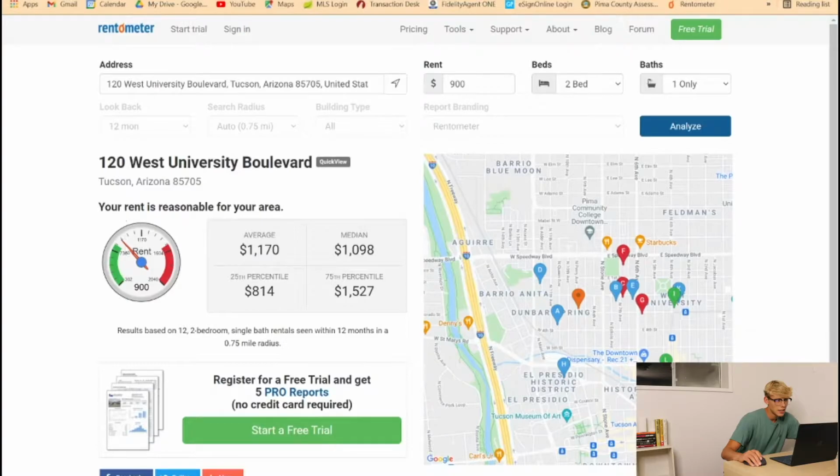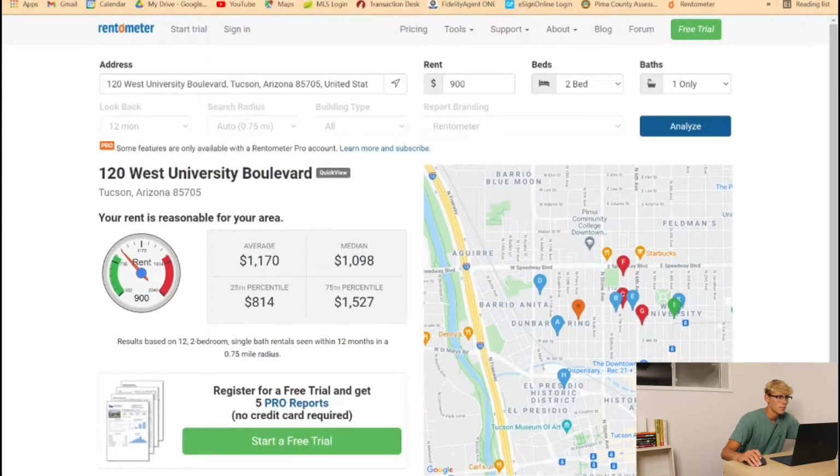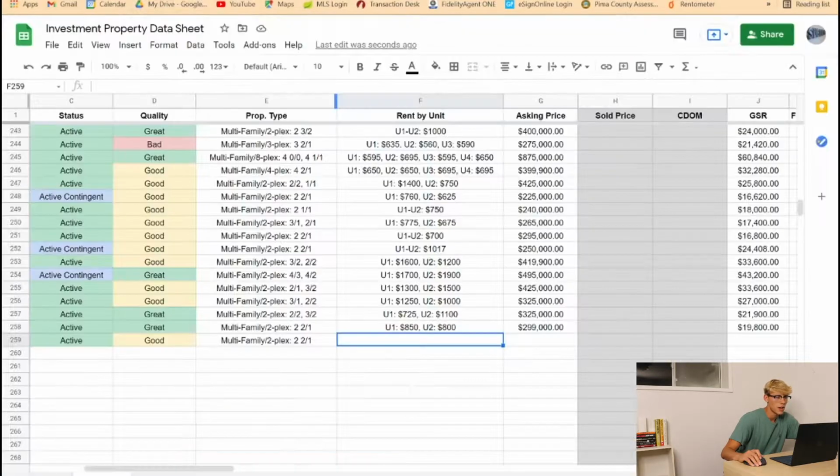So they actually look a little low. You can see that the average in that area is $1,100, and the median's right over 1,000, around 1,100 as well. So the rent is a little cheap on this property. So we need to take that into consideration when we record our rent by the unit. I just know from seeing it that the front unit was going for $890 currently, and the back unit was going for $900.